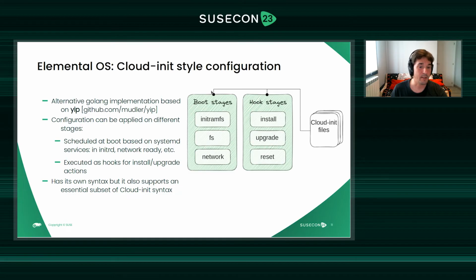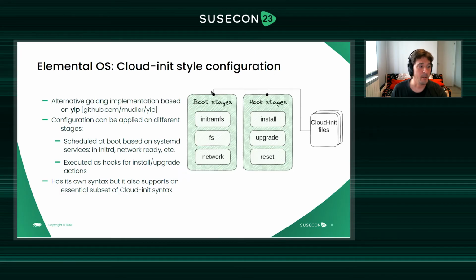In addition to that, we have also defined another kind of stages in Elemental. We tend to call them hook stages, which are meant to customize certain maintenance procedures like installation and upgrade actions. So, for instance, we have before-install and after-install stages that can be used as hooks to modify the install procedure. The same applies for upgrade and reset and other maintenance procedures that are commonly used in Elemental.